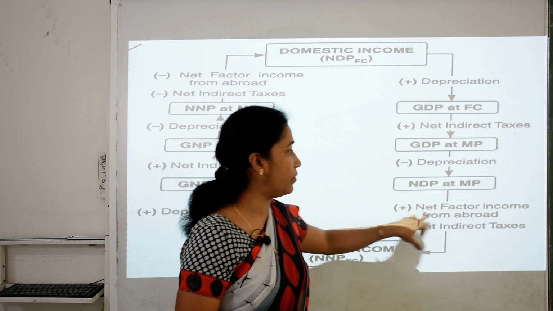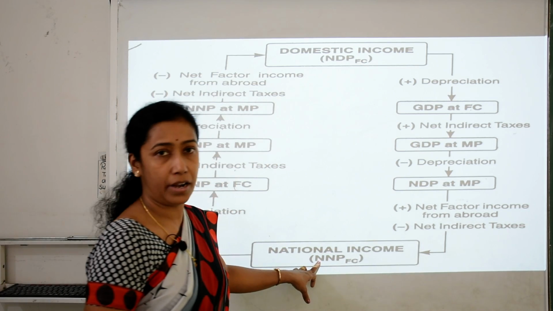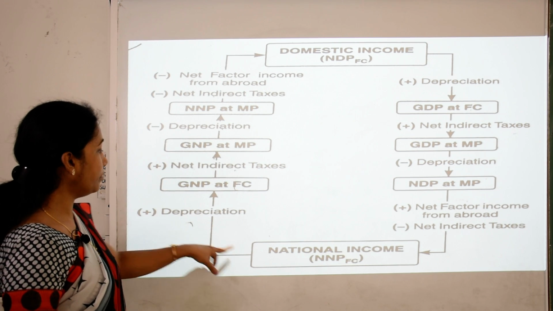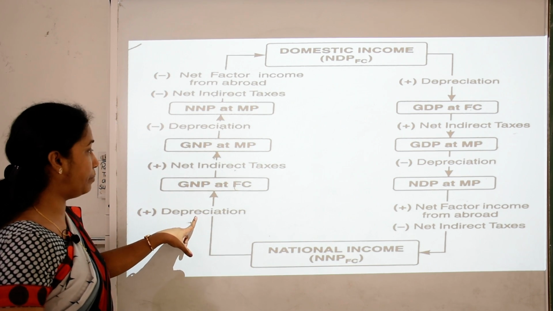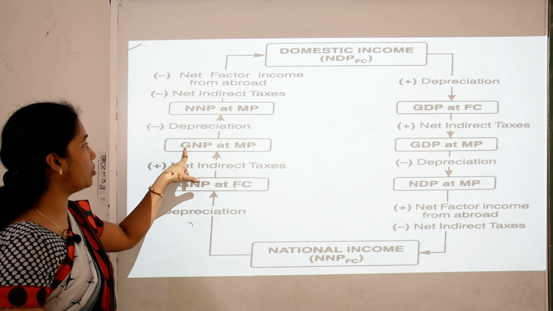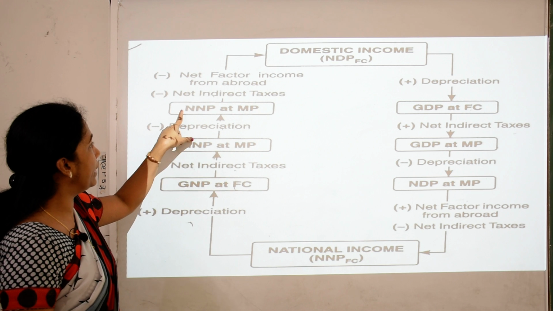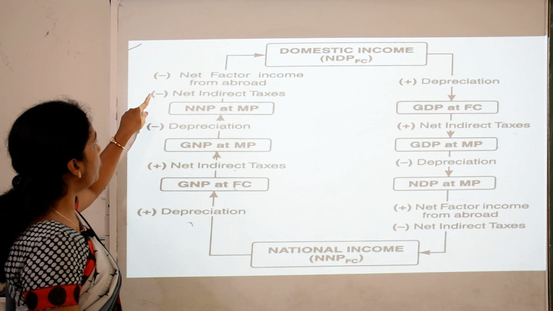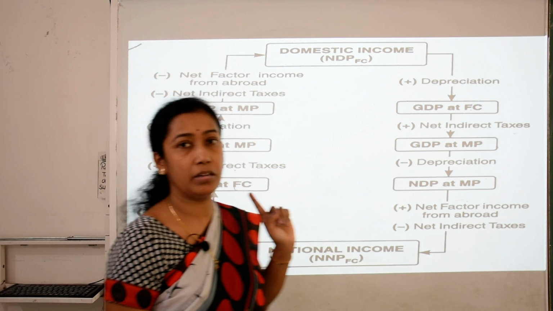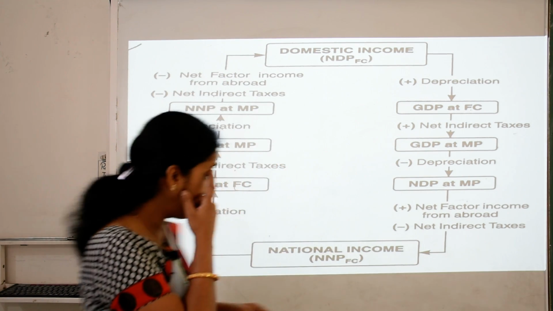Then after adding net factor income from abroad and deducting net indirect tax, you will get national income, that is net national product at factor cost. Again in the same way, if we add depreciation, you will get gross national product at factor cost. If you add net indirect tax, you will get gross national product at market price. If you deduct depreciation from it, you will get net national product at market price. If you deduct both net indirect tax and net factor income from abroad, you will get domestic income, that is NDP at factor cost, okay. So this was the formula, take note of it.